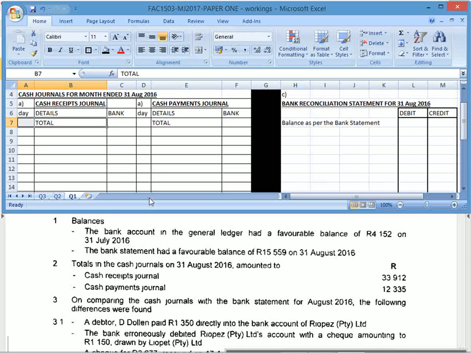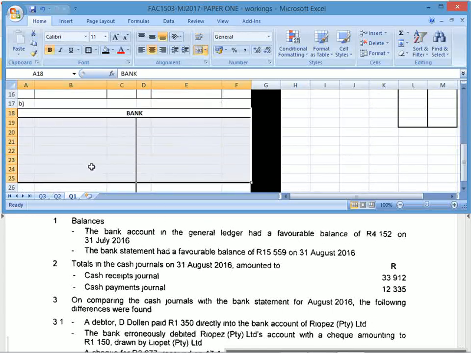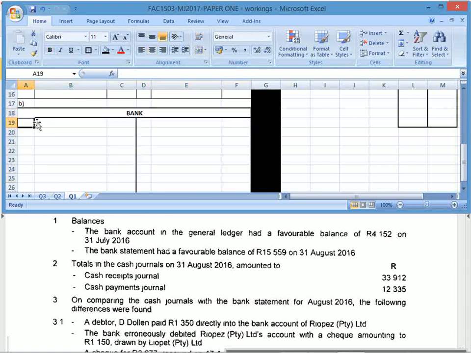Beginning of the month. So the bank account in the general ledger had a favorable balance. If bank is favorable in the bank account, which is here, is it going to be a debit or a credit? It's going to be a debit because it's seen as an asset. So you're going to have 1st of August, balance brought down, and 4152. You've also got the bank statement favorable balance of 15,559 on 31st of August. Where do you put that balance?